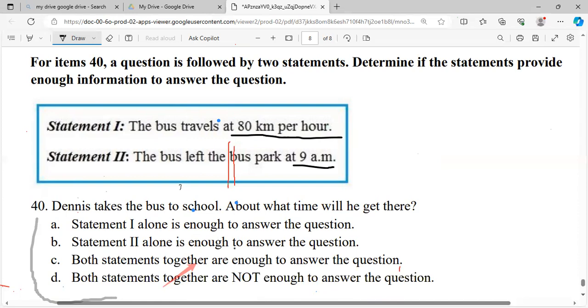All right, let's see what he says, guys. He said, Dennis takes the bus to school. About what time will he get there? Sir, I say D because it doesn't give enough information. Sir, there's not enough. What other information would you need? What time he needs to reach, or what time it leaves out. No, they give you what time it leaves out. He said the bus left the bus park at 9. What time he needs to reach?